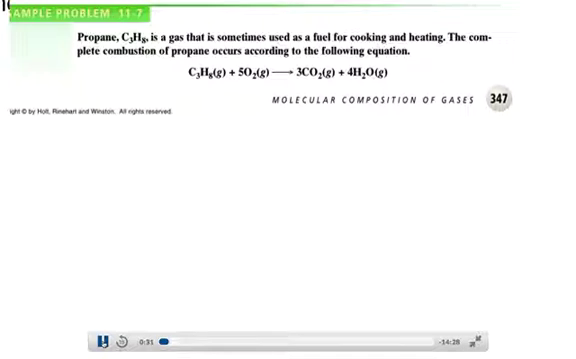So it says here that propane is a gas that's sometimes used as a fuel for cooking and heating. The complete combustion of propane occurs according to the following equation. And now this is part of another question in your book, where they ask what will be the volume of oxygen required for the complete combustion of this gas. But I'm going to pick some different numbers here than they have in your book. So let's say we have half a liter, 0.5 liters of propane. What I want to know is how much oxygen do we need to react with it?